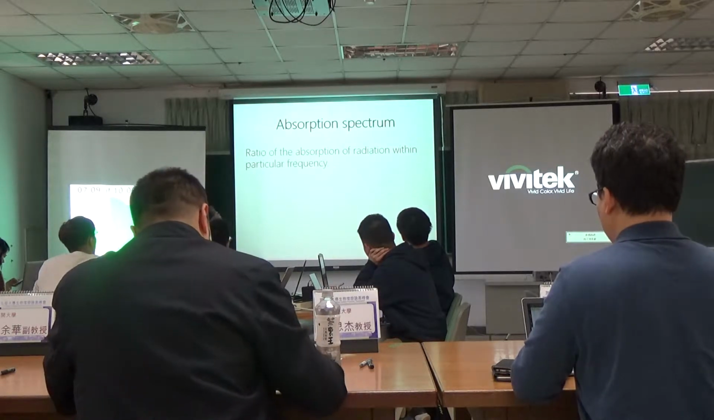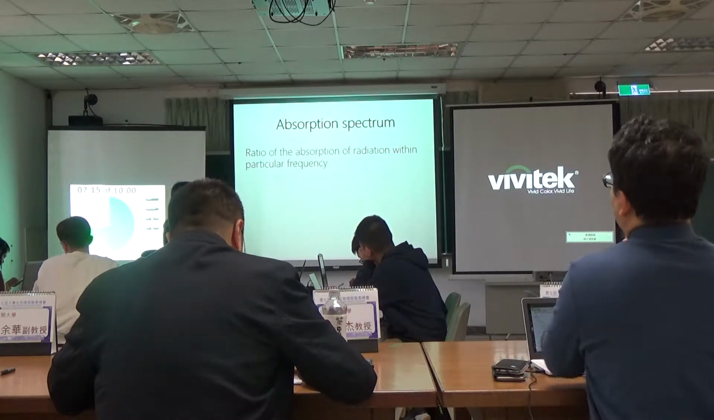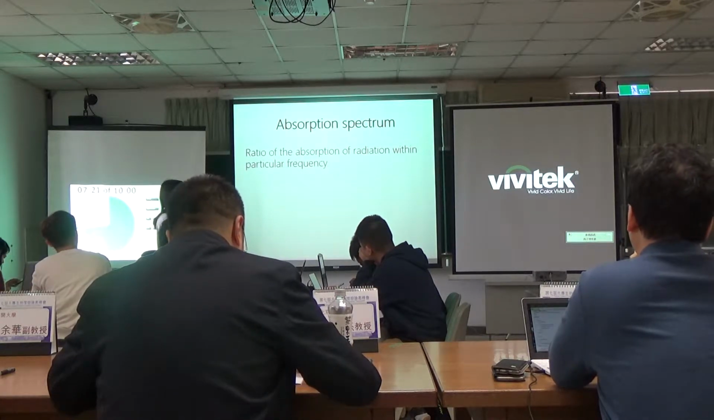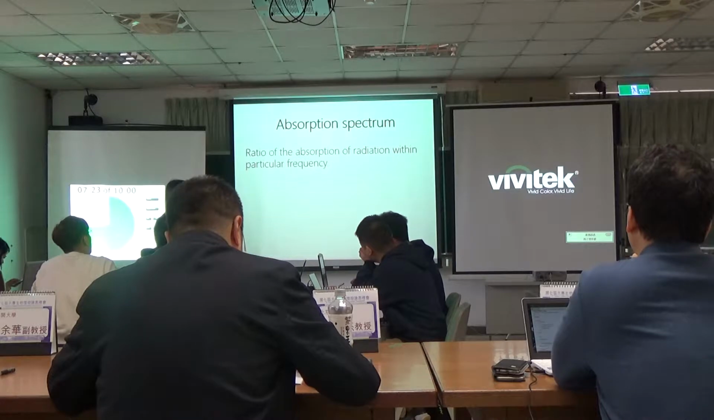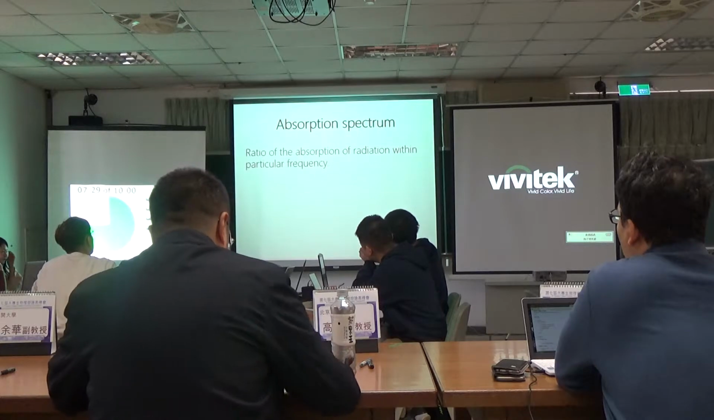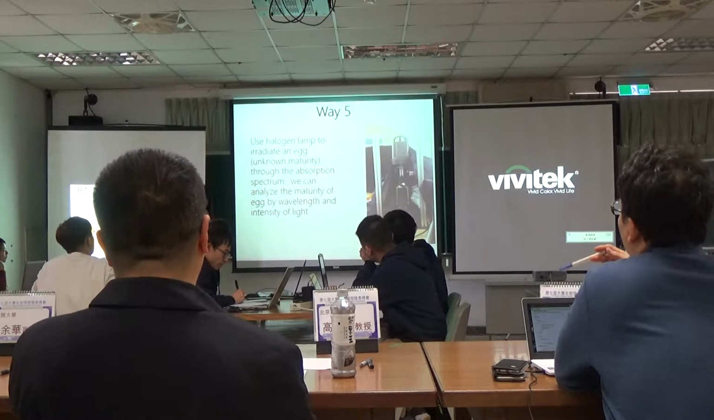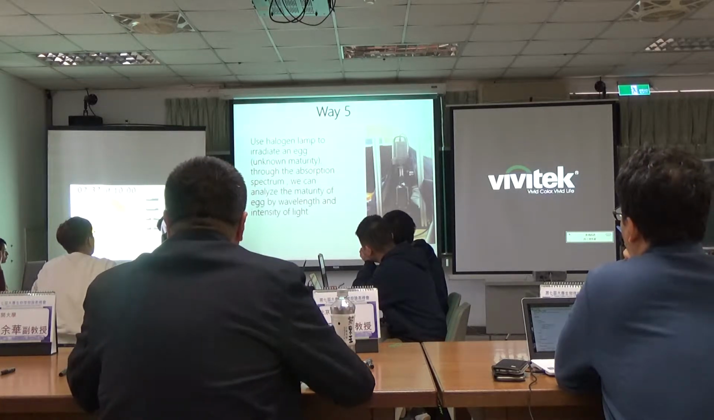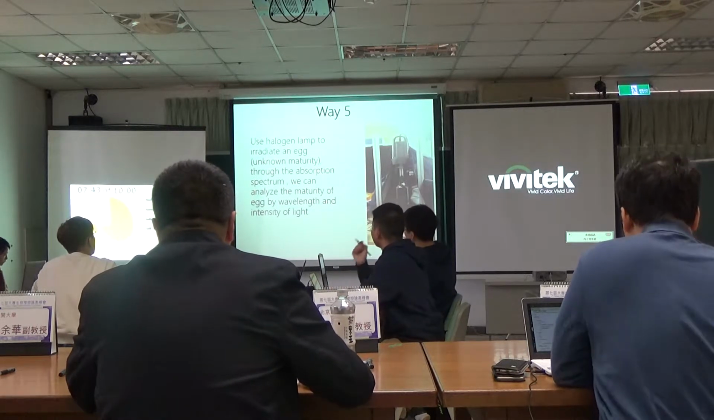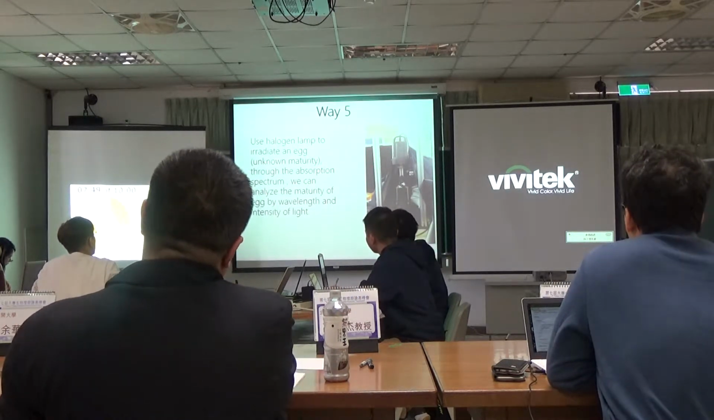Okay, and then method 5. Here, we use the optical properties to do the experiment. And before that, we have to talk about the absorption spectrum. It's about the ratio of the absorption of radiation within a particular frequency. So in this method 5, we use a halogen lamp to irradiate an egg of an unknown maturity. Through the absorption spectrum, we can analyze the maturity of the egg by wavelengths and the intensity of light.